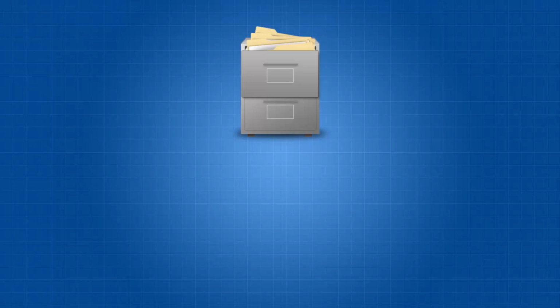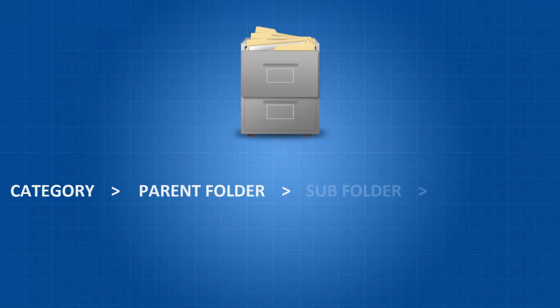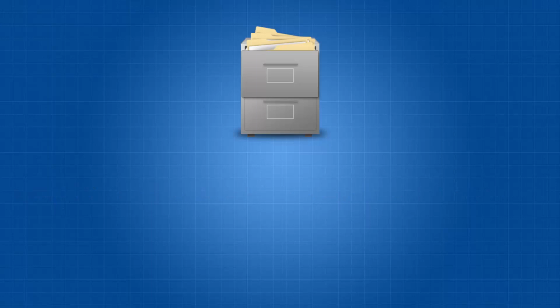Each one of these can be structured using a few different methods. The first one is where there is a category, series of parent folders, then another series of subfolders with documents inside each one of those subfolders. Let's break this structure down.